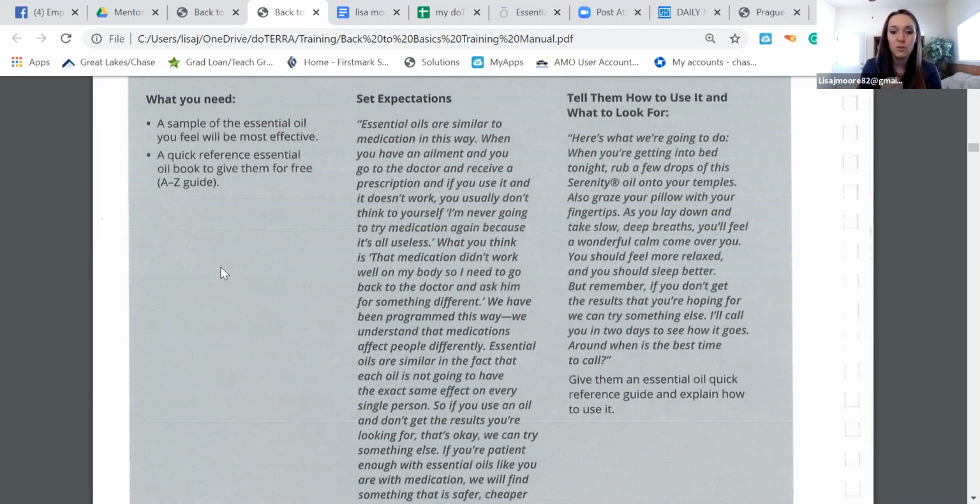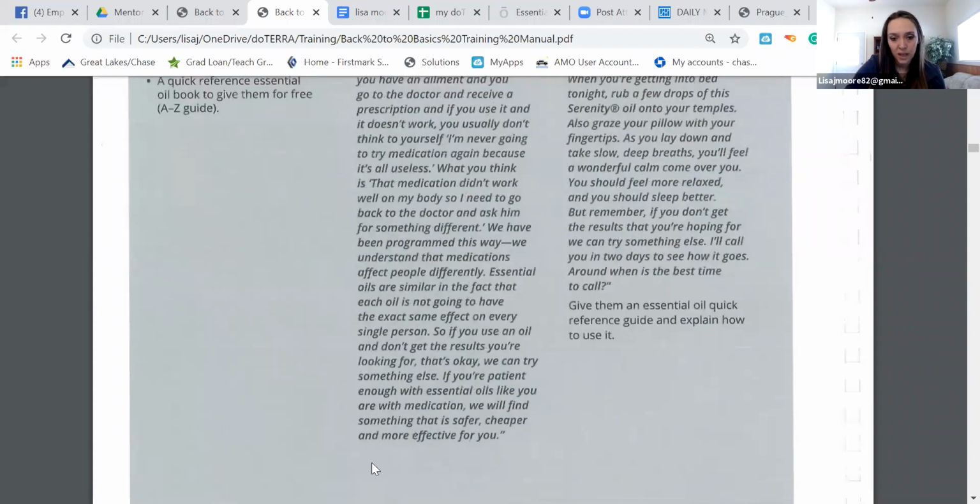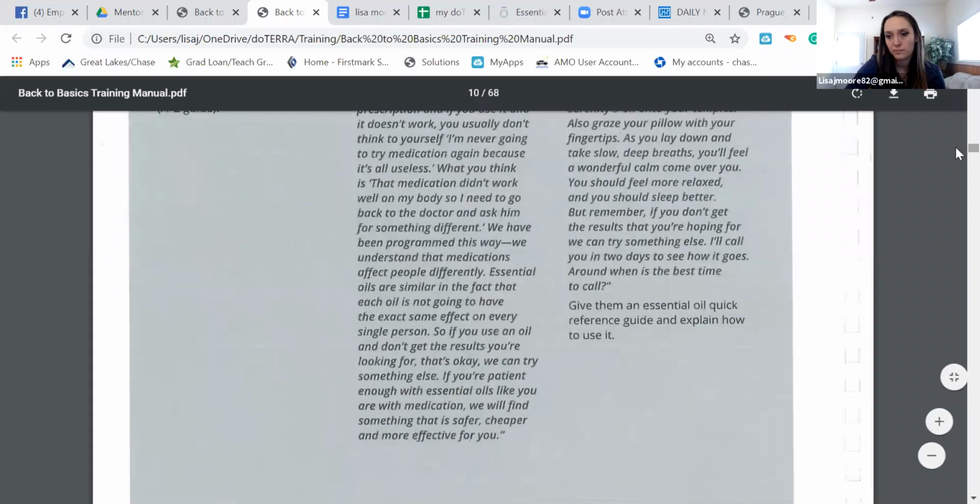We have been programmed this way. We understand that medications often affect people differently. Essential oils are similar in the fact that each oil is not going to have the same effect on every single person. So if you use an oil and don't get the results you're looking for, that's totally okay. We can try something else. And if you are patient enough with essential oils, like you are with medications, we will find something that is safer, cheaper, and more effective for you.